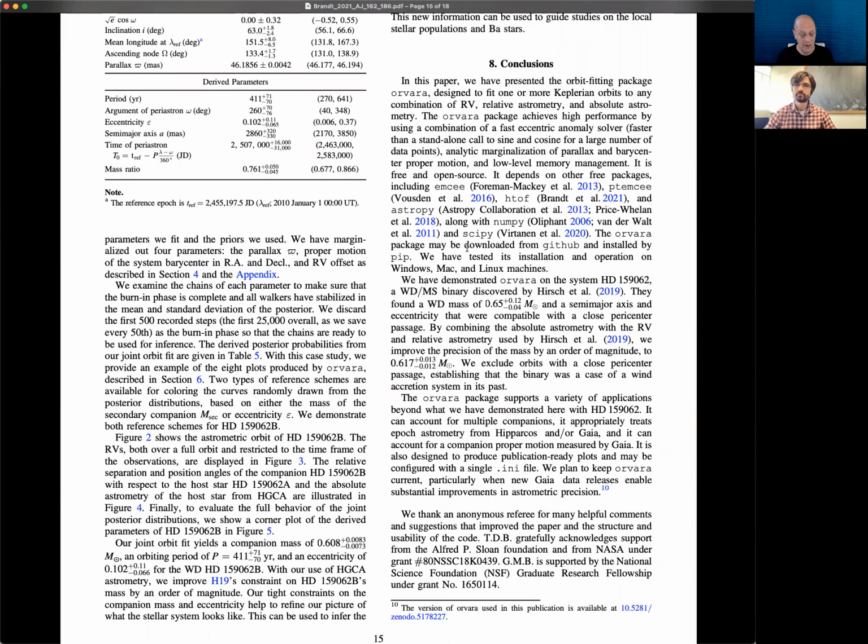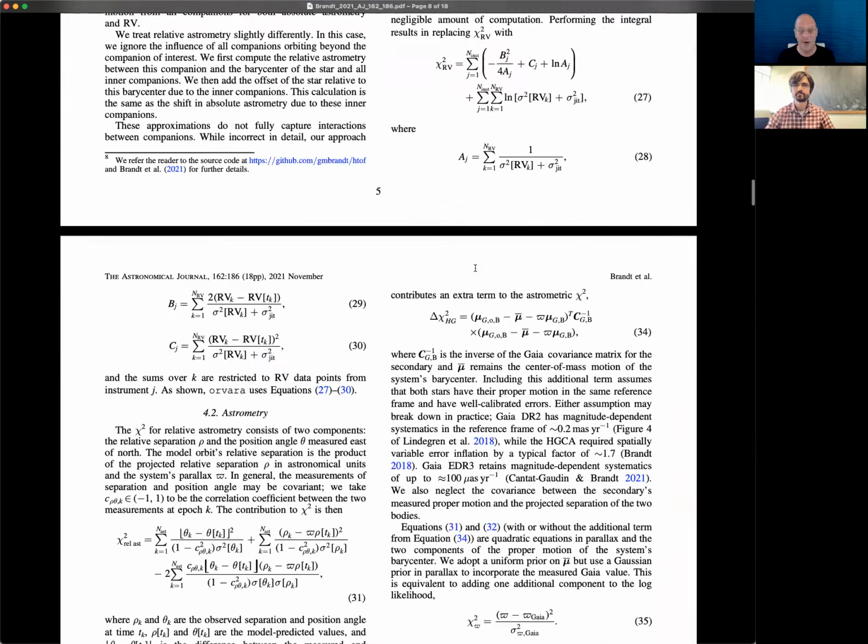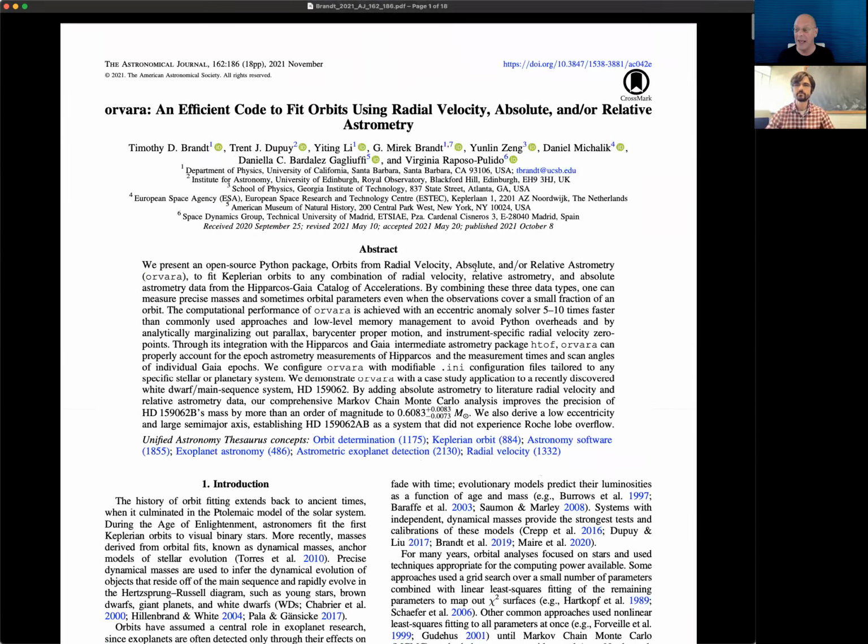So, one, thank you very much for walking us through this very lovely paper on orvara. And B, thank you very much for sharing it with the community, making it open source. I'm a big proponent of that. Yes.